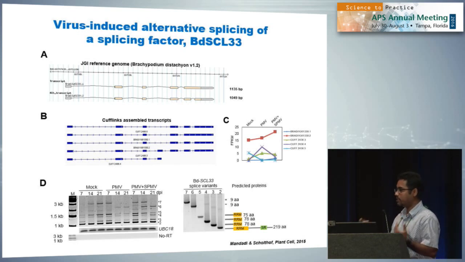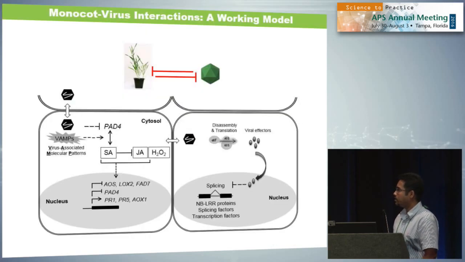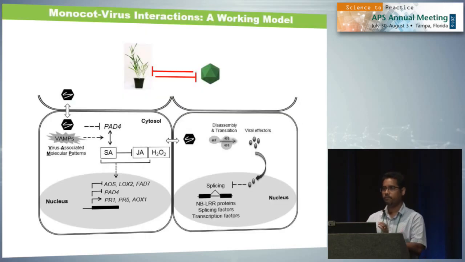So what is the significance of all of this? Well, each one of these little truncated proteins could be acting in a dominant negative manner, interacting with perhaps even the targets of SCL33 or even the wild-type protein. And that can impact the function of SCL33. We don't know beyond that what the targets of SCL33 are, but that's the next question we would like to answer.